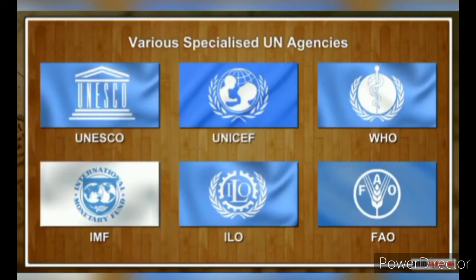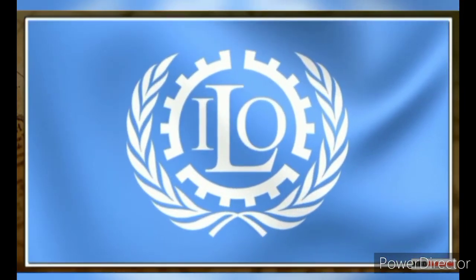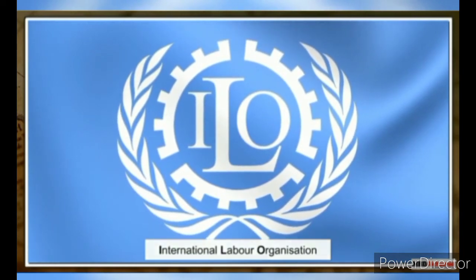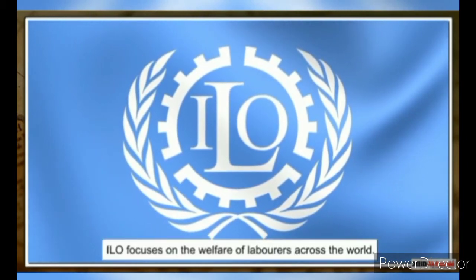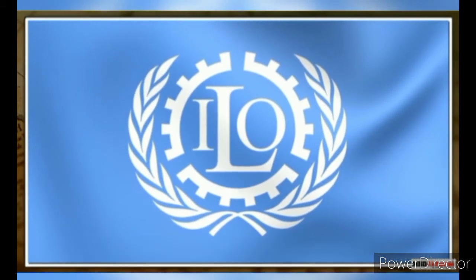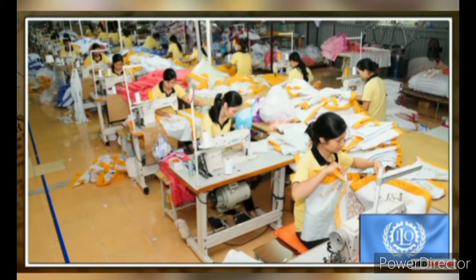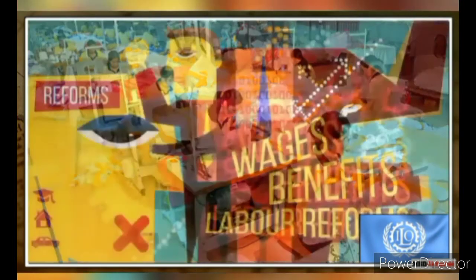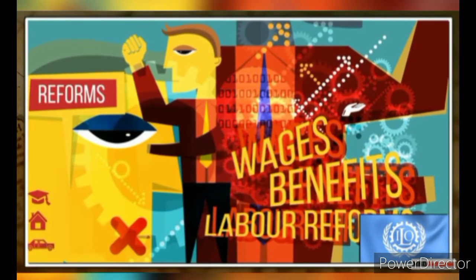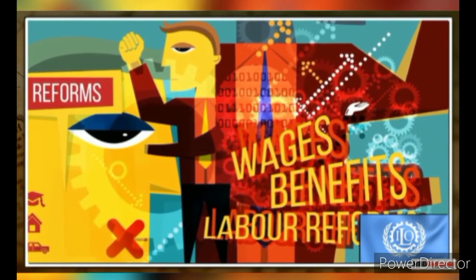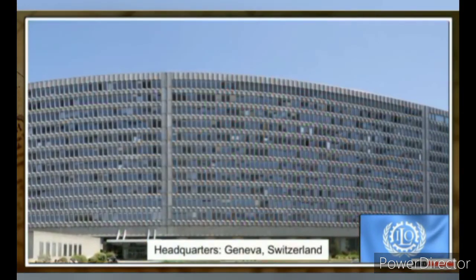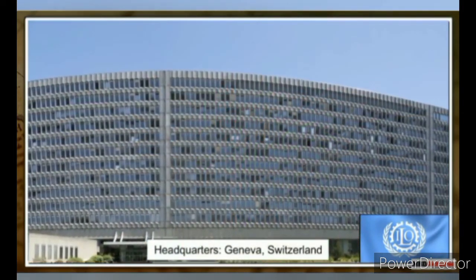The next specialized agency is ILO. ILO refers to International Labour Organization. It focuses on the welfare of laborers across the world. It spreads awareness among employees and laborers about their rights. It also asks government of nations to make laws for the welfare of laborers. Its headquarters is in Geneva, Switzerland.